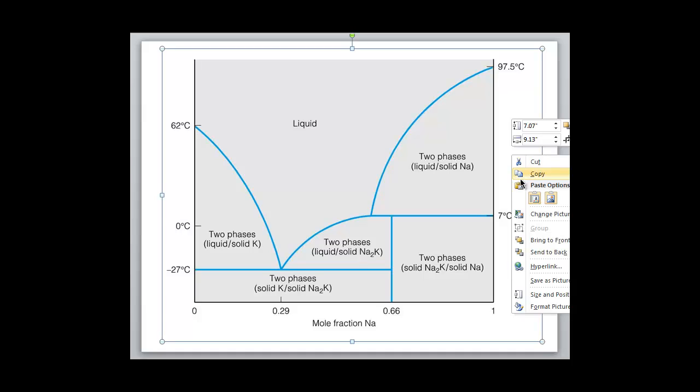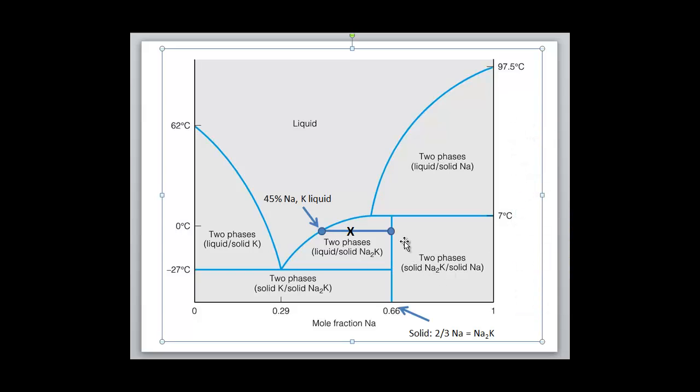I can show you, I'll put on a couple of annotations that will help us. All right, what do we have? Again, I've put an X in the middle of this region, and I draw the endpoints and a segment connecting those endpoints. The endpoints tell me what each phase is in that region, and the segment tells me how much of each phase I have. So this endpoint indicates that I have a liquid, because I'm next to the liquid phase, and that liquid is, if you look on the x-axis, about 45% sodium, which means that I have 55% potassium.